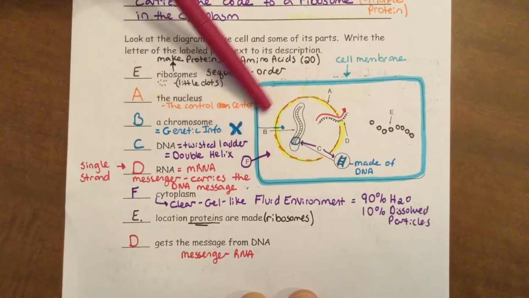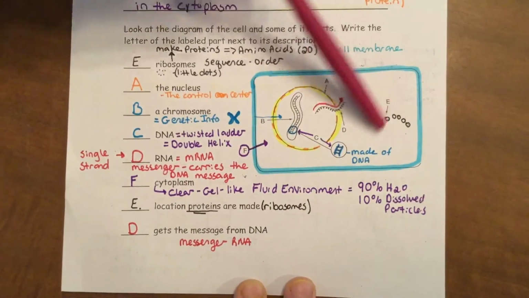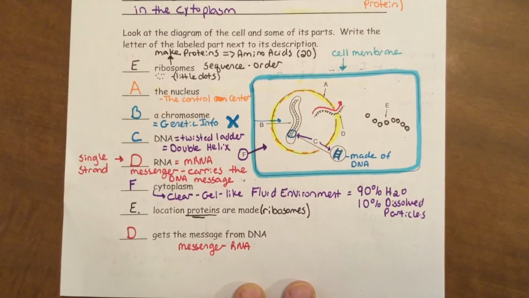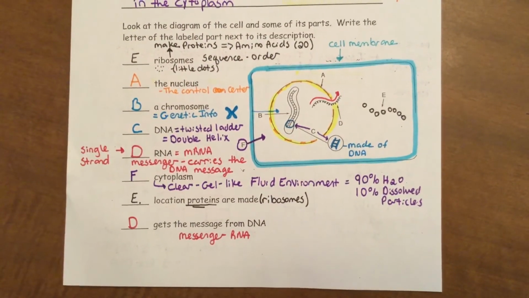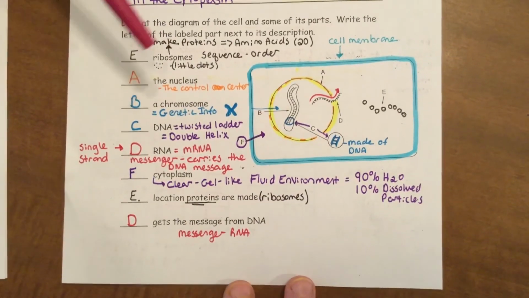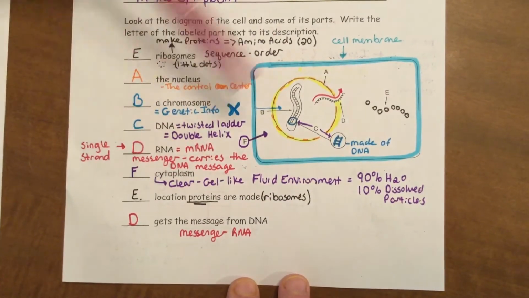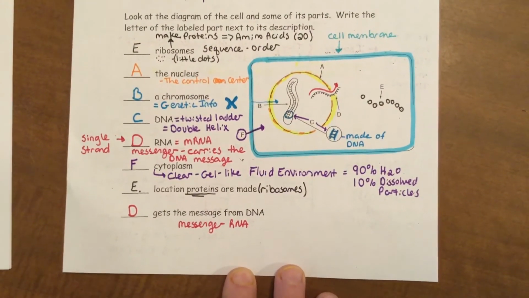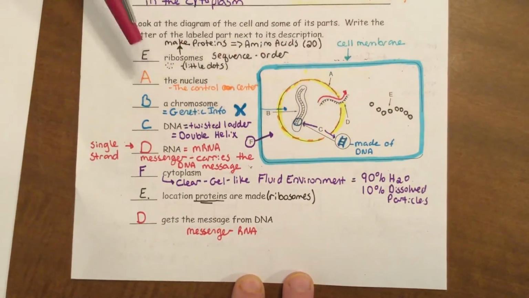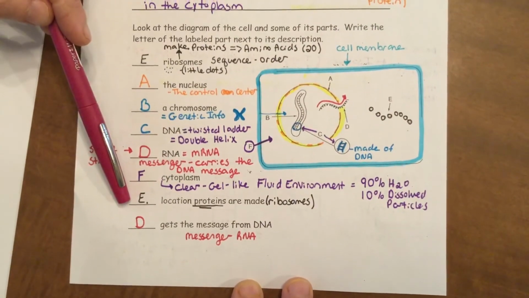Letter F is all this gooey stuff out here, this liquidy portion. That is going to be our cytoplasm. This is a gel-like fluid environment. Remember, it has a lot of water in it. It also has dissolved particles in it. Letter E is the location where proteins are made. So once again, it's also our ribosomes, because we know our ribosomes are making our proteins.